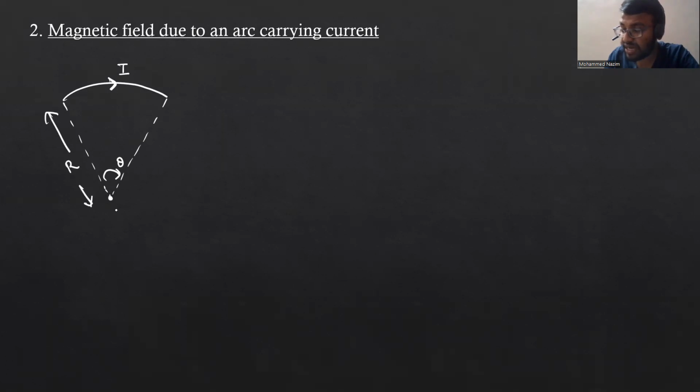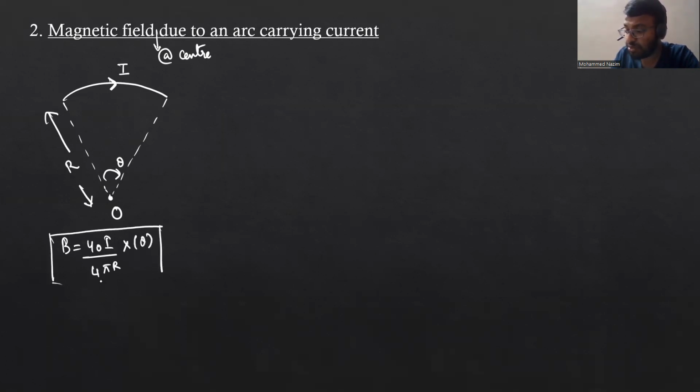Then what is the magnetic field at the center? Magnetic field due to an arc carrying current, and where are we calculating? At the center. You need to be very careful. This magnetic field is given by the formula mu naught I divided by 4 pi R into theta. Theta has to be in radians, compulsorily, because the SI unit for magnetic field, if you want it in Tesla, then theta has to be in what?